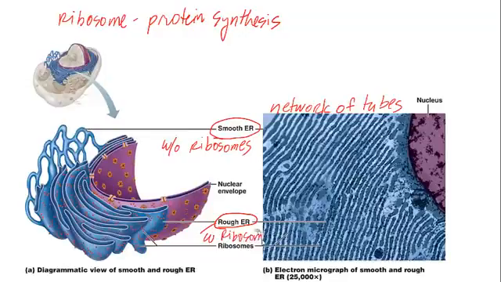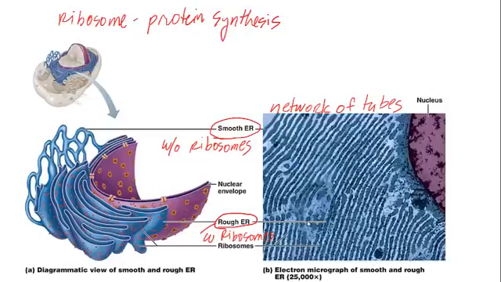And so the rough endoplasmic reticulum would be the site of protein synthesis. Once the proteins are made in the rough endoplasmic reticulum, they're then going to be prepared to go to the Golgi apparatus, which we'll talk about next, where the packaging, processing, and sorting of proteins actually happens.